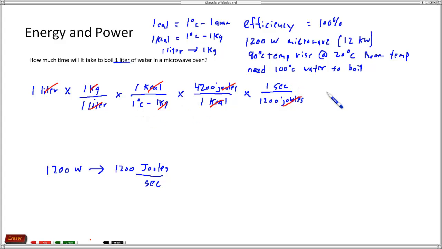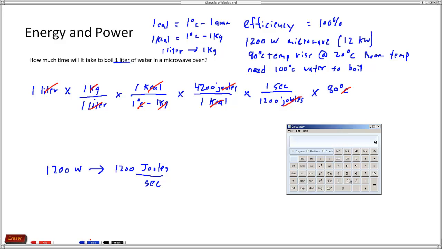We want seconds. So we've got to find something to multiply this by, and really that's our temperature increase. If we want to raise the temperature of this water 80 degrees centigrade, so if we multiply this by 80 degrees C, that's going to allow our centigrades to cancel out. We've really got just a couple of things to do here. We've got to divide 4200 times 80 by 1200 joules.